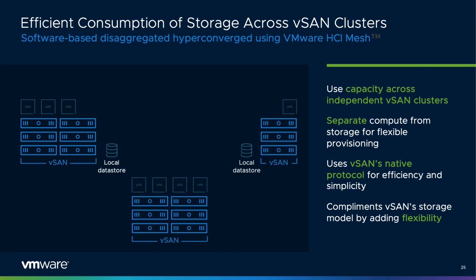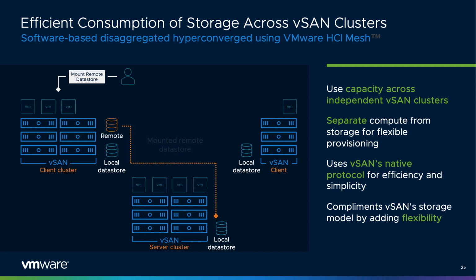VMware HCI Mesh is vSAN's all-new feature that provides for disaggregated HCI, or DHCI, exclusively through software. HCI Mesh allows an administrator to easily define a relationship between two vSAN clusters and borrow capacity from another cluster, improving the agility and efficiency in an environment. This disaggregation allows the administrator to separate compute from storage. HCI Mesh uses vSAN's native protocols for optimal efficiency and interoperability between clusters.